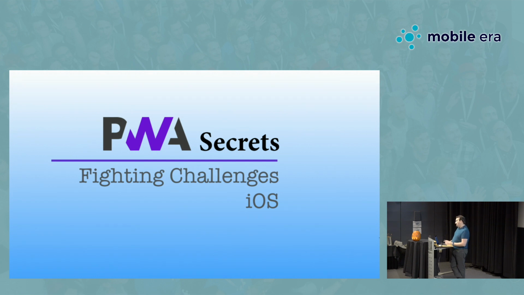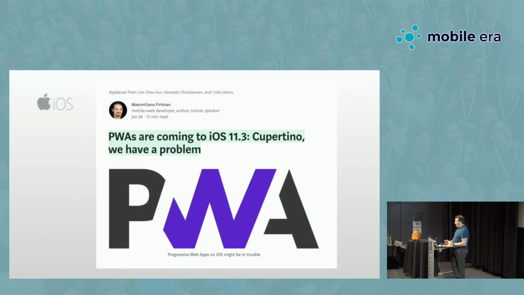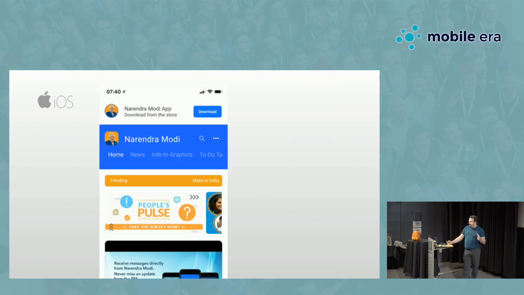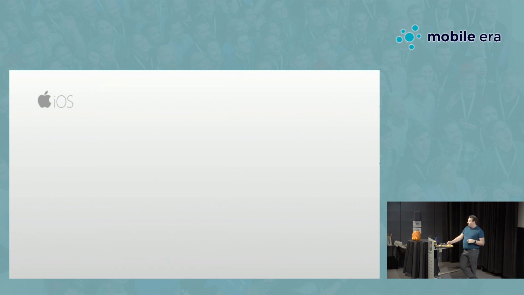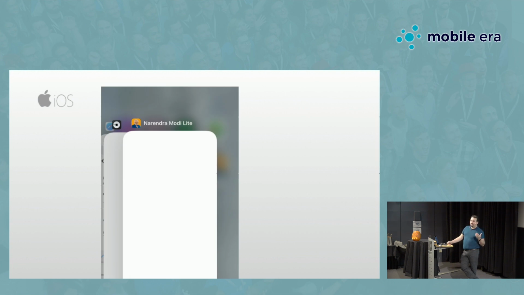And the last thing I have here for the challenges has to do with iOS. So iOS is a problem for PWAs, probably you know that. iOS 11.3 added support for PWAs, but there are a lot of issues going on here. So I have here some quick examples. For example, Narendra Modi, the Prime Minister of India, has a PWA. Regardless that they are promoting the native app at the same time, when you are opening the PWA at the top, they have some issues. For example, there are no launcher images, so you see just white screens.